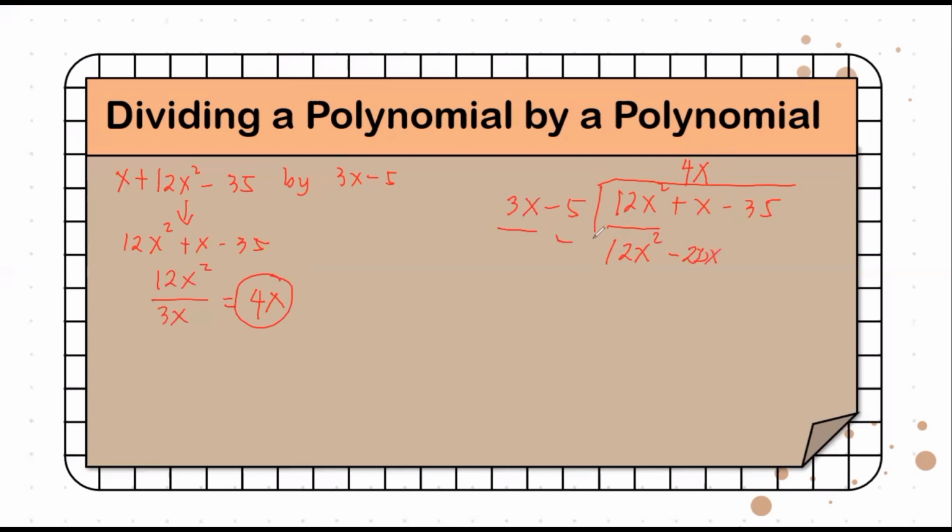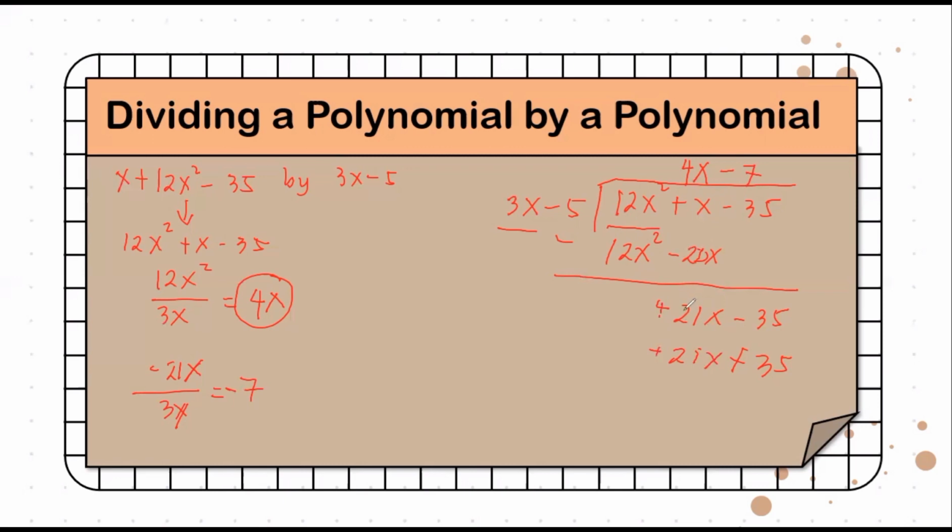And then we subtract. So we now have 12x squared minus 12x squared, that will give us 0. X minus negative 20x, 12x squared minus 12x squared, so we have 0. X minus 20x, this should be equal to, we copy opposite pala, okay? So this should be positive 21x. I'm sorry for that one.